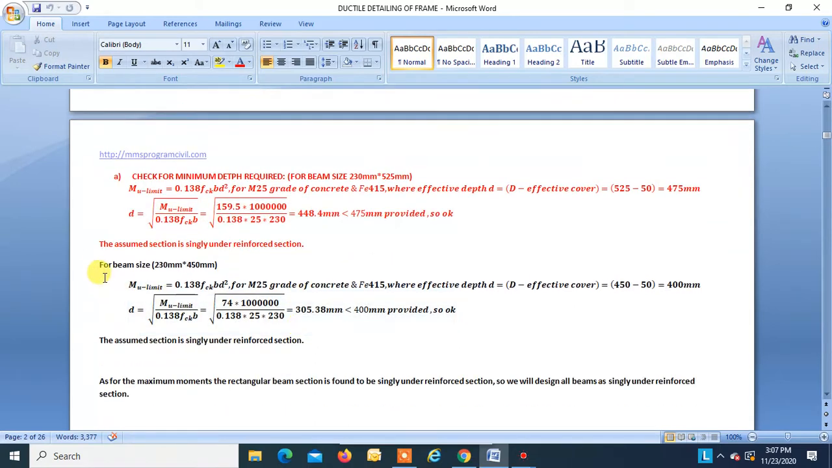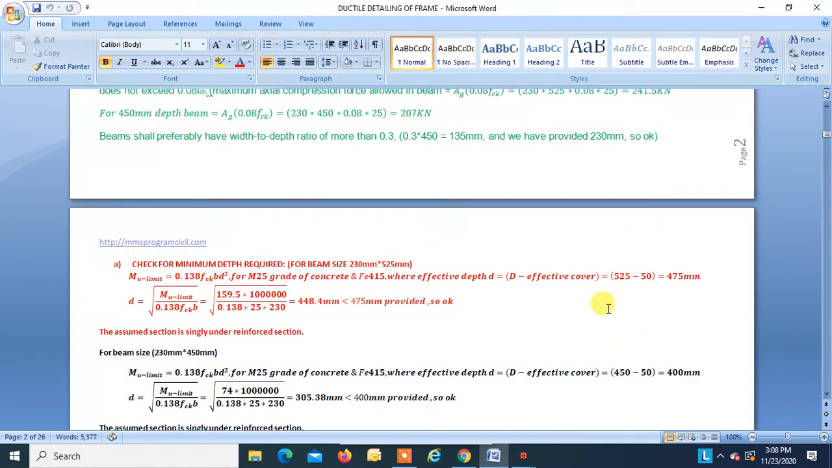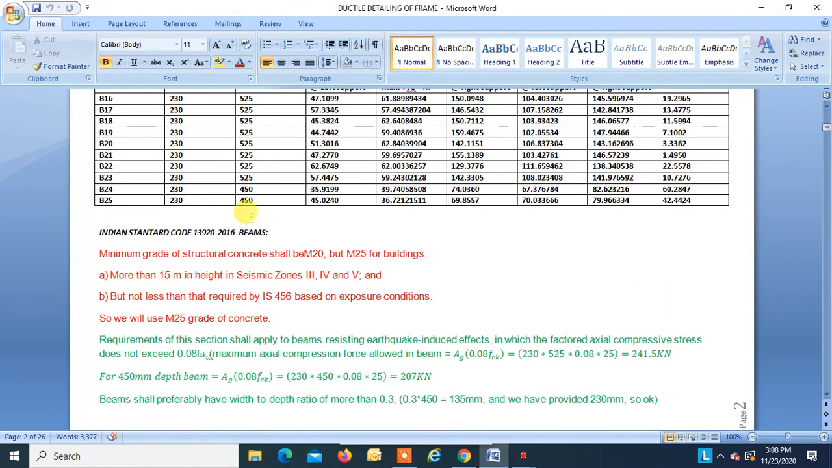Now for beam 230 by 450 mm, again the same formula, and the effective depth d is capital D minus effective cover, that is 450 minus 50, that is 400 mm. This is the effective d which we have provided. And these are the two beams.